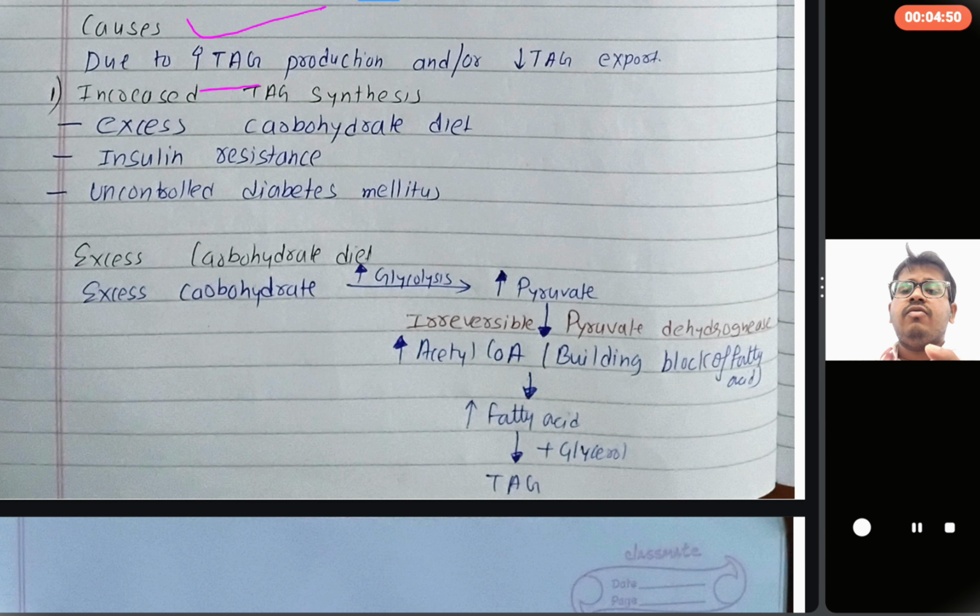Why will there be fatty liver? Fatty liver will be due to the increased amount of triacylglycerol. How will there be increased triacylglycerol? First, there is more synthesis of triacylglycerol. Another is that there is no export of triacylglycerol from the liver. Obviously, two things can happen: more triacylglycerol will be produced, and there will be no or lesser export outside the liver. So we will discuss the causes in two things: increased triacylglycerol, and next, decreased export of triacylglycerol.